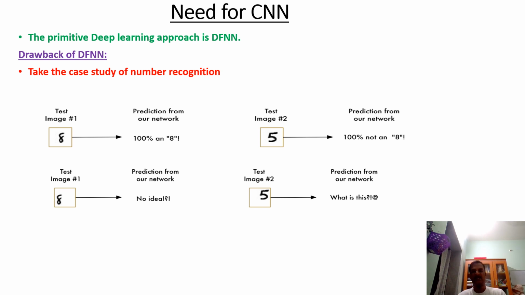Now what happens? The answer changes. You can see when they are giving 8, it says no idea. That means it is unable to recognize 8. When you are giving 5, it says it's not a 5. So what is the difference between the first set and the second set? In the first set, the region of interest is in the middle, but in the second set, the region of interest is somewhere in the corner.